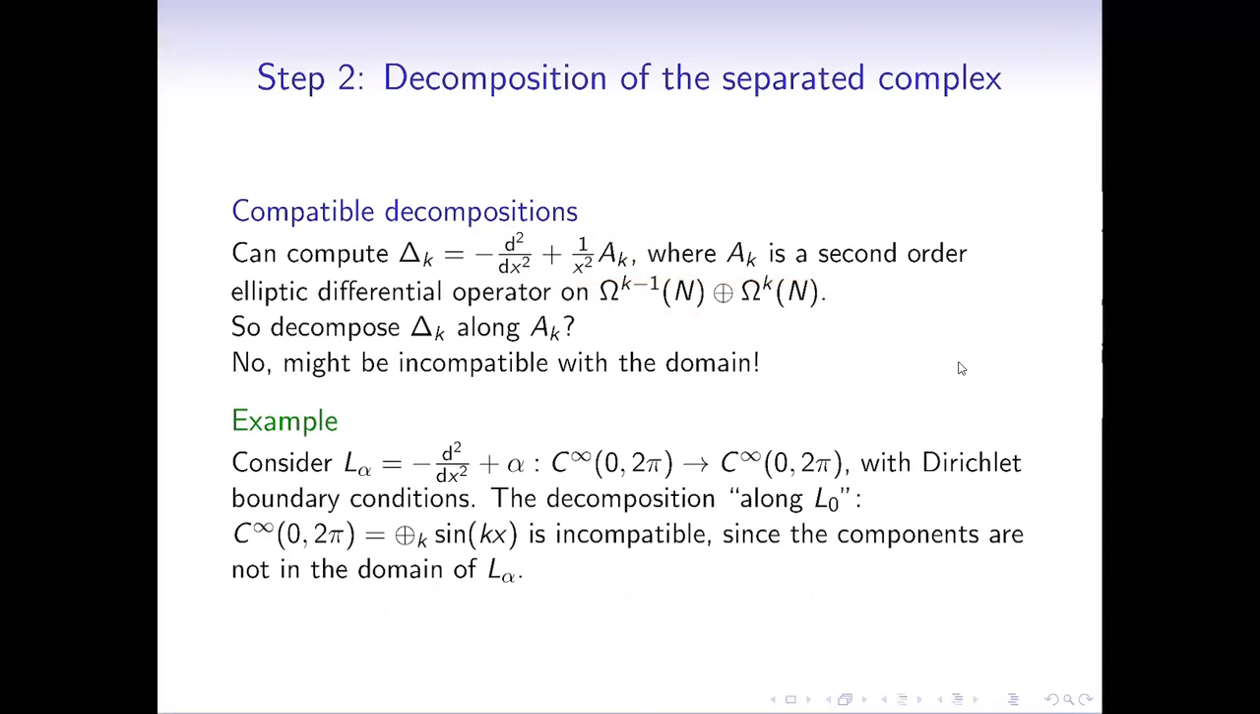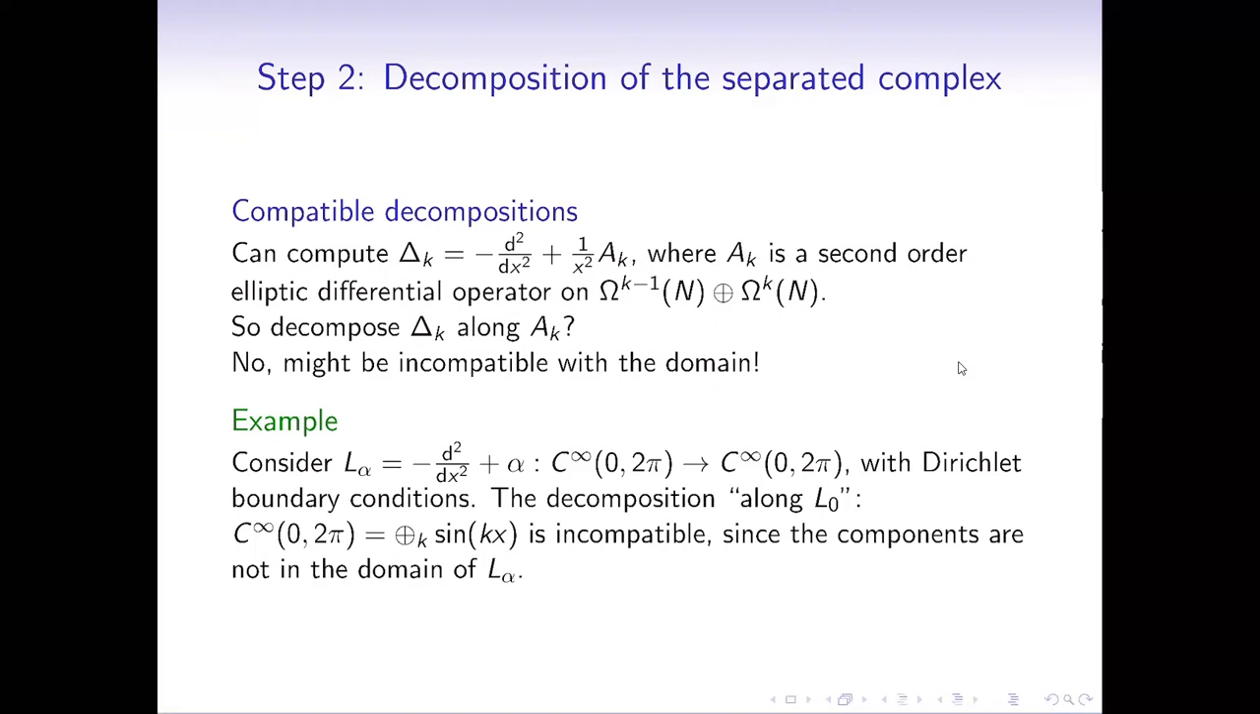So the paper also mentions your first idea might be that A_k is an elliptic differential operator. It has eigenfunctions, etc. So we might try to decompose or find the eigenvalues of the kth order Laplacian using this operator A_k. But this turns out to be problematic because we are working on a non-closed manifold. We have boundary conditions to consider. And it turns out that the boundary conditions of A_k might be, and I think are, I haven't actually checked, but they might be incompatible with the boundary conditions for Laplacian k.